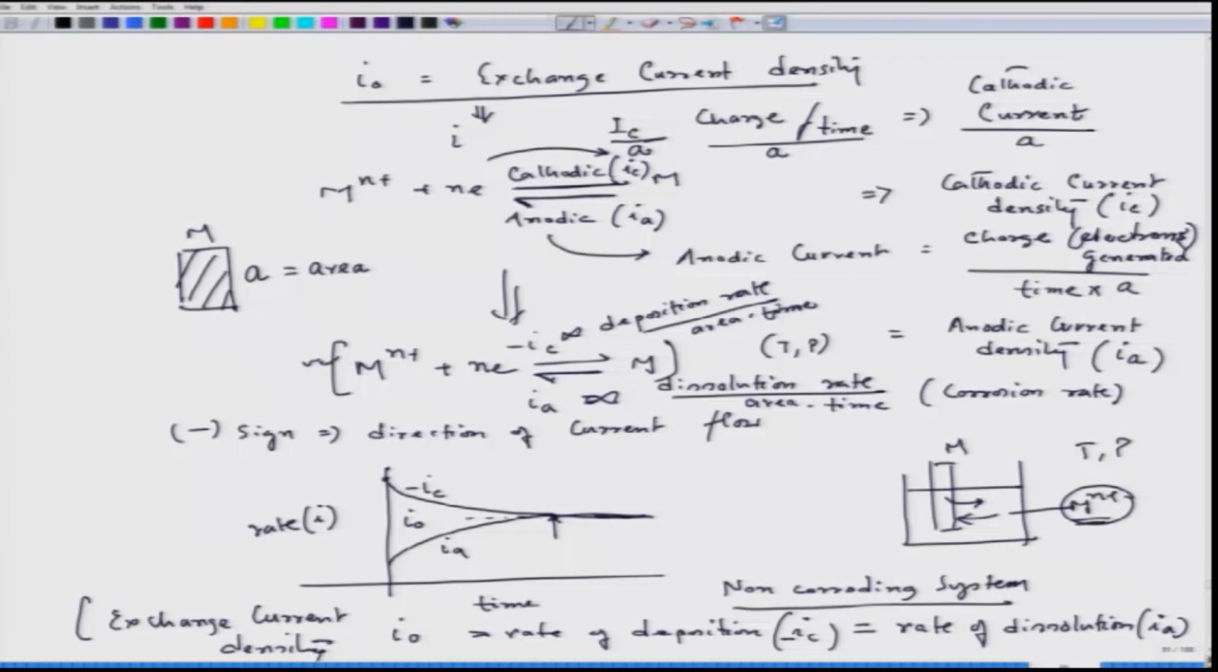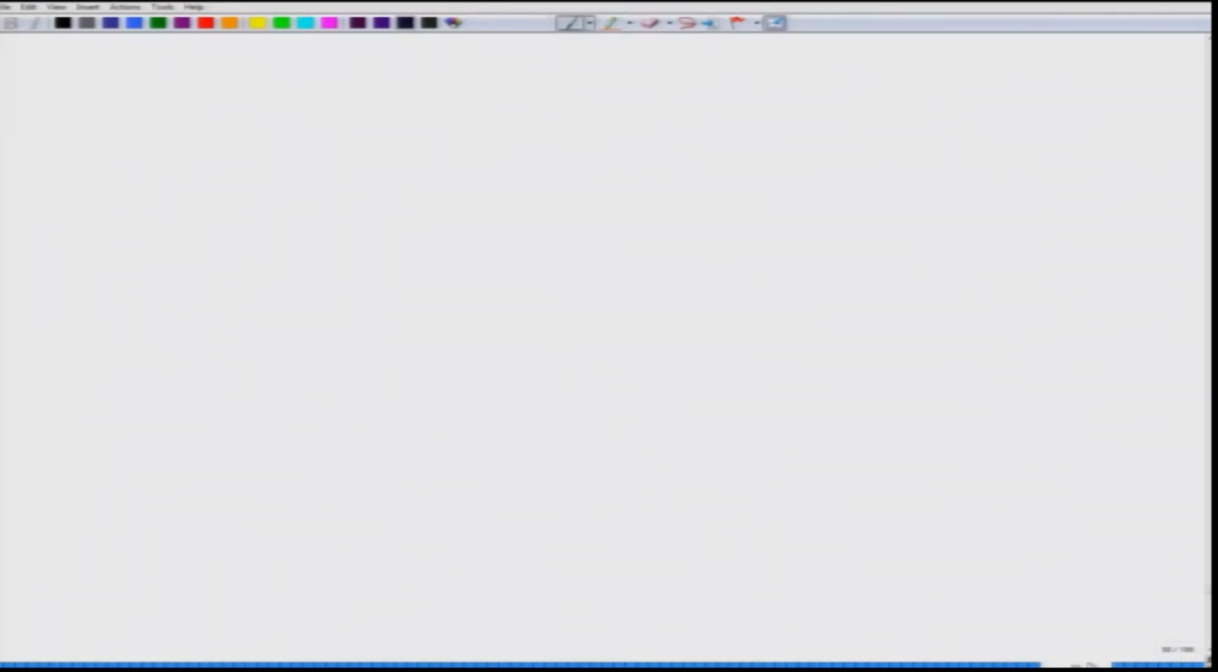Now, before we go deep into this discussion, I would like to just state the importance of this current density.